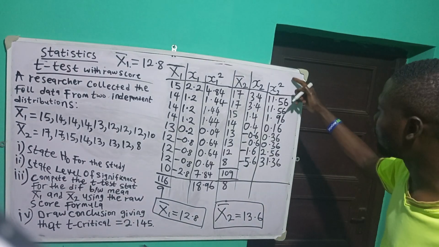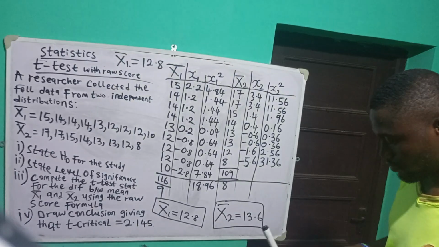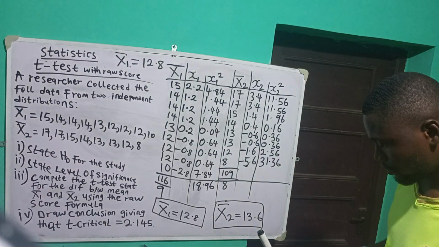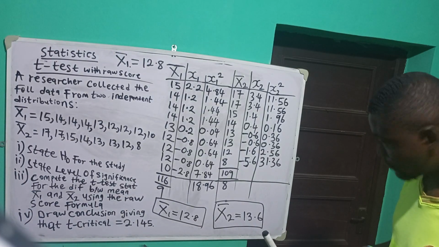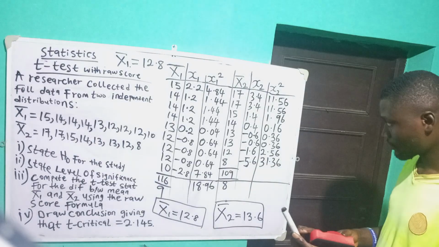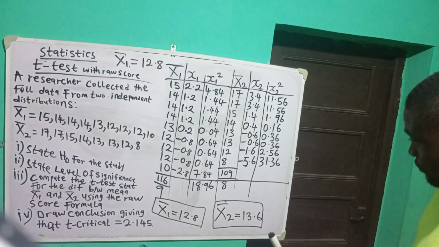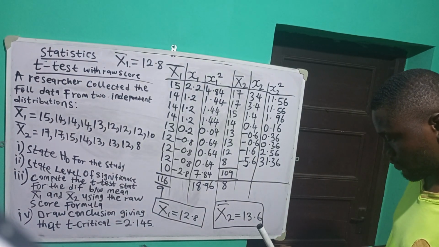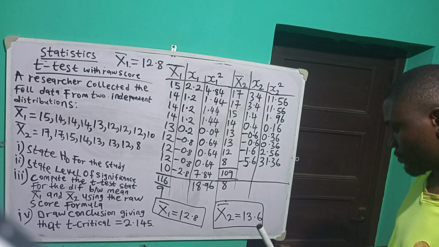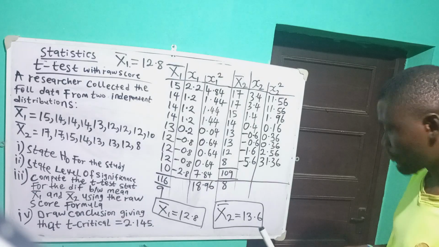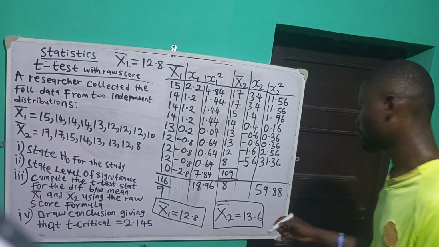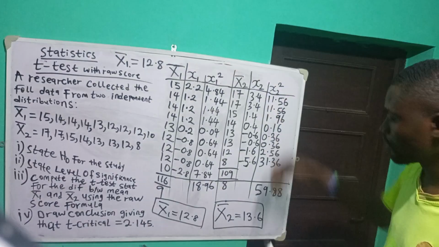Add up all these numbers that are here to get the total. The total is 59.88 when you add all these numbers.